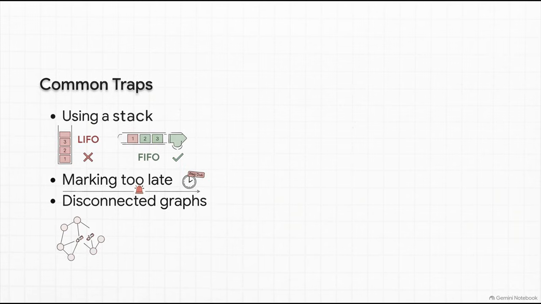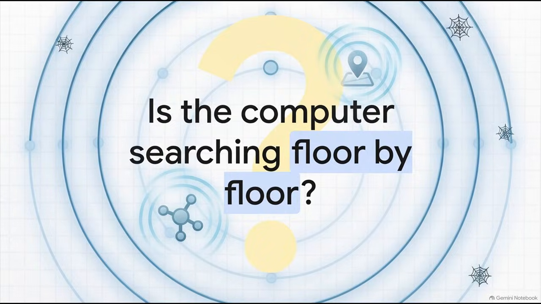You have to mark vertices as visited the moment they are enqueued, or you're going to end up processing them twice. And finally, you can't assume BFS just magically searches everything. If a graph is actually disconnected, BFS from one starting point will only reach the components it is actively connected to. We've covered the core logic, the real-world uses, and those pesky traps.